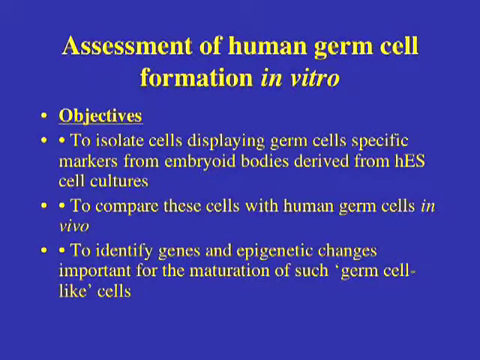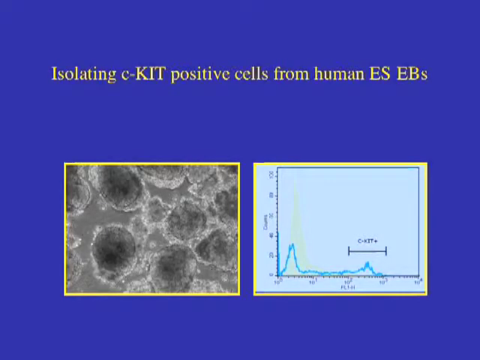So we're trying to find out whether you can recapitulate normal development in the dish. This is just some preliminary data with human ES cells. We've differentiated them for 14 days, and then sorted them here using c-Kit antibody, an early germ cell marker. We would isolate that and then subsequently try to culture it and get other later markers of germ cell development being switched on.